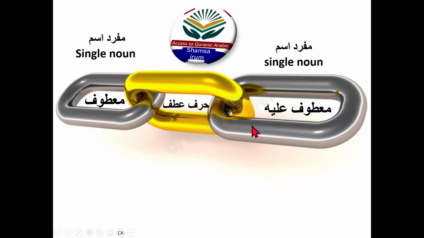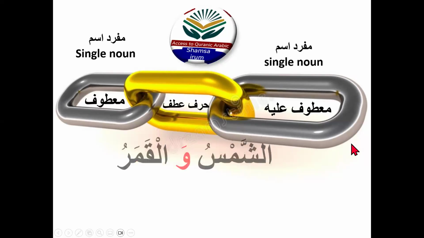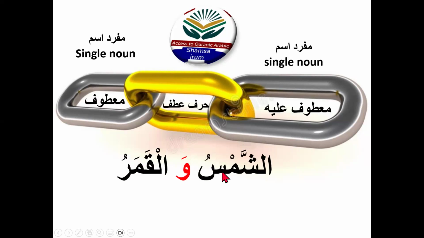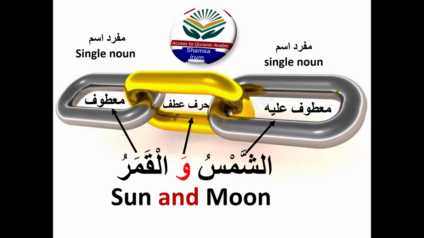Okay, this is the main thing which I want to explain in this slide. If there is a single noun before the harful atf, after the harful atf will also be a single noun. And I will give you an example. This is from the Quran Majid. Ash-shamsu wal qamaru. So ash-shamsu here is matufun alay, wa harful atf, matuf. Al-qamaru is matuf. So sun and moon. They both look the same in I'rab, marfu. It means the whole murakkab atfi is marfu here, and noun is connected with noun. Noun is joined with noun with conjunctions. Okay, so noun plus conjunction plus noun.